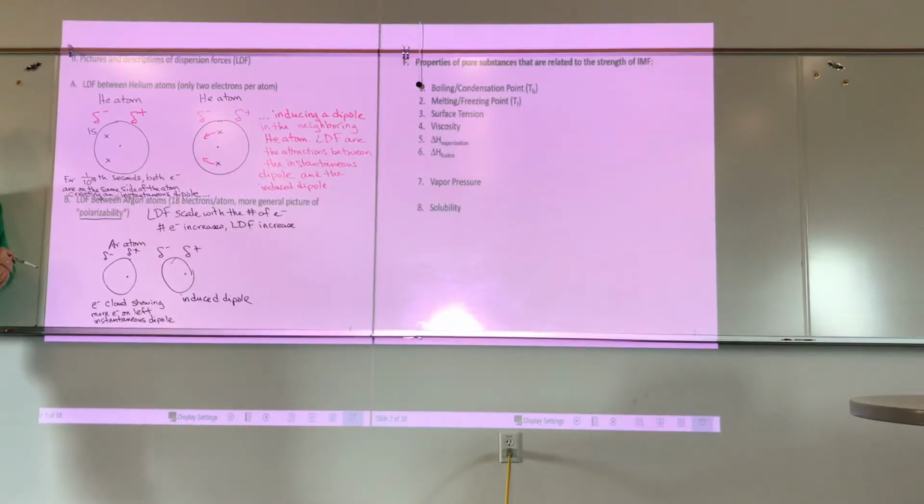But the idea is the electrons sloshing around atoms are not always equal. There are slight fluctuations. Questions about that?